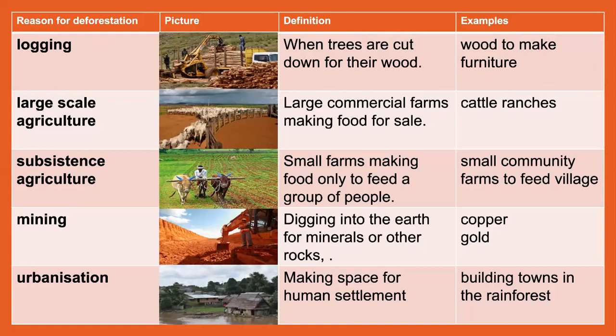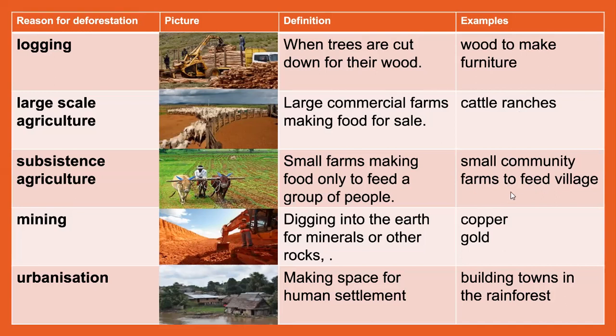Then we have subsistence agriculture. Subsistence agriculture is slightly different from large-scale agriculture because it relates to small farms making food only to feed a group of people. So subsistence agriculture is usually for the community, whereas large-scale agriculture, like cattle ranches, goes to commercial sites to make food for sale in supermarkets and in other places. Subsistence agriculture is where a small community relies on the farm to feed the village.